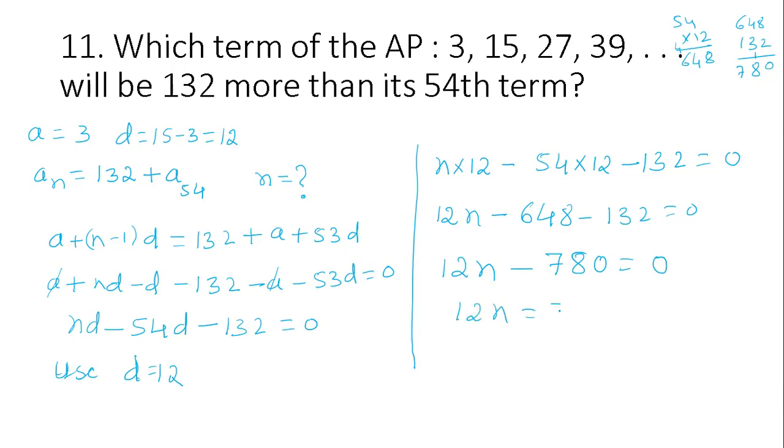12N is equal to 780. N is equal to 780 by 12. 12 ones are 12. 12 6s are 72. 78 minus 72, 6 left. It becomes 60. 12 5s are 60. N is equal to 65. Here N value is 65 is the answer.